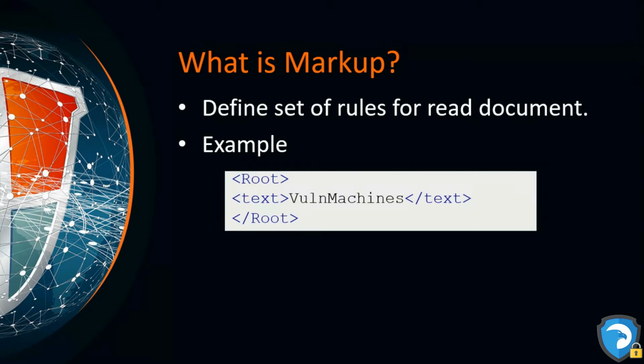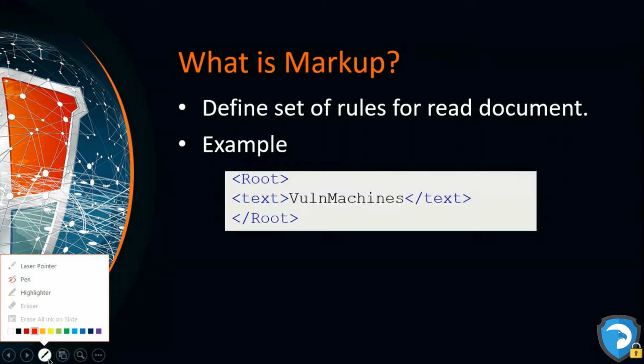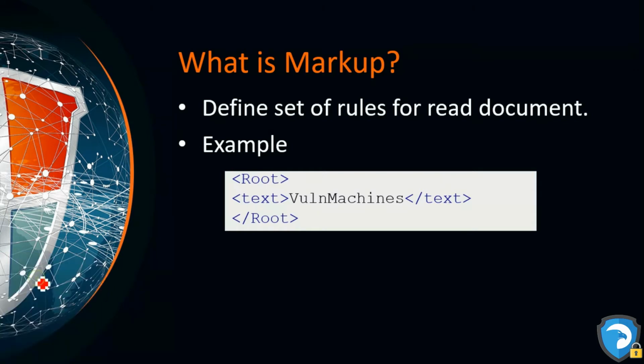Here I am showing a simple example of markup where I have defined a root and a slash root, and tags and slash tags. These are the tags. So root and slash root are the start and ending points of the XML code, and text and slash text surround whatever string is mentioned, which is World Machines. So this is the simple example of markup.